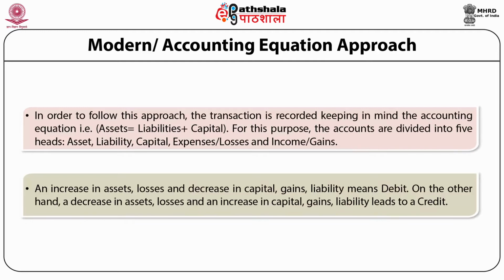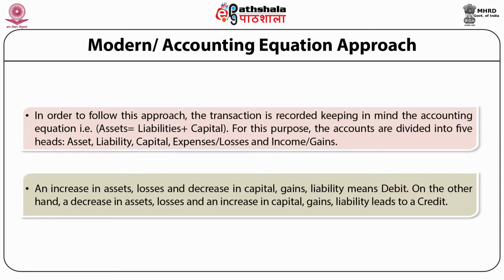In case of increase, assets are debited, liabilities are credited, capital is again credited, income and gain is also credited, and expenses and losses are debited. In case of decrease, assets are credited, liabilities are debited, capital again debited, income or gain debited, expense or losses credited.